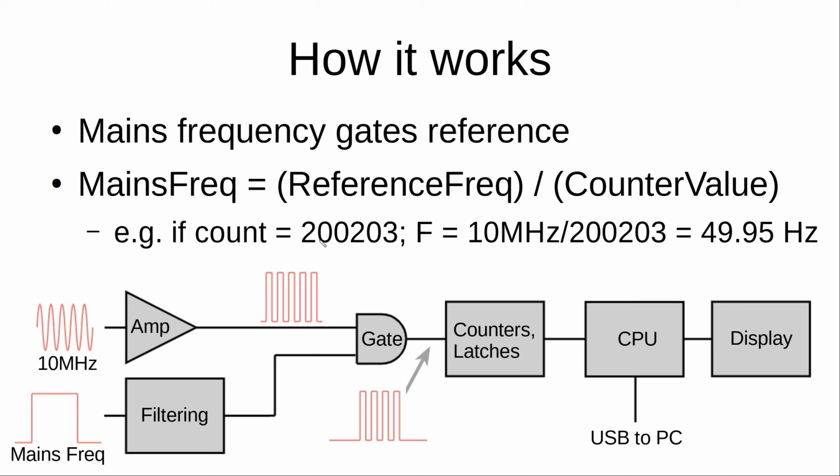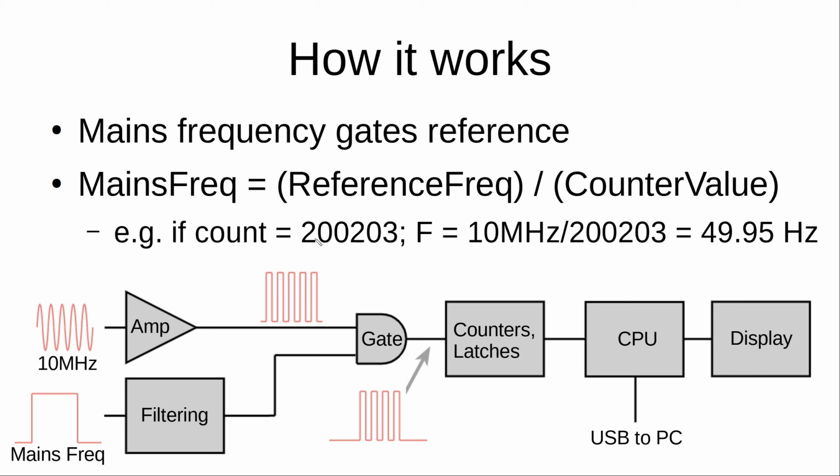And so, for example, if the count value is 200,203, if you divide the 10 megahertz reference by that value, you can see it gives us a value of roughly 49.95 hertz. If the count value is higher, the higher the count value is, then the lower the frequency is, because that implies that the mains frequency cycle was longer and we were able to count more of the 10 megahertz cycles. More of those made it through in the period, so the period must have been longer than we expected.